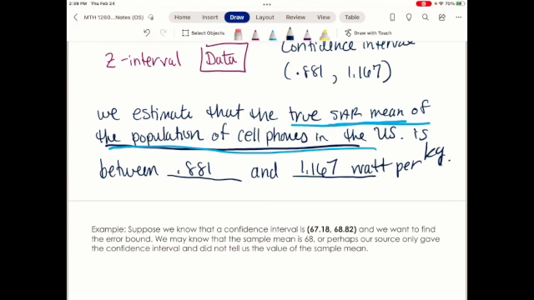Just remember, when you're writing your interpretation, you always start with "we estimate that the true," and then fill in the blank with whatever it is that you're looking for in the problem. Then you put in "is between," and then your lower and upper bound, and make sure you put your units at the end. That's all you really have to do for these. The calculator does the majority of the work for you. When we get into the later sections, it's just going to be a matter of finding which calculator function we're going to use for that interval.